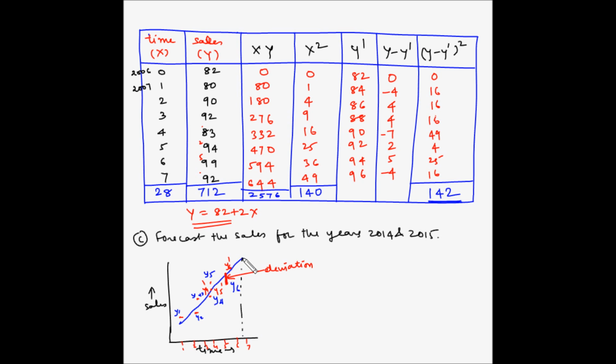Now if we extend this line further, this is a straight line, so we can extend it further, and then we take the data point of 2014 and we bring this here and then extend it on the y-axis. So then this point will be the sales for 2014. Similarly, if we do for 2015, we'll find the sales for 2015.